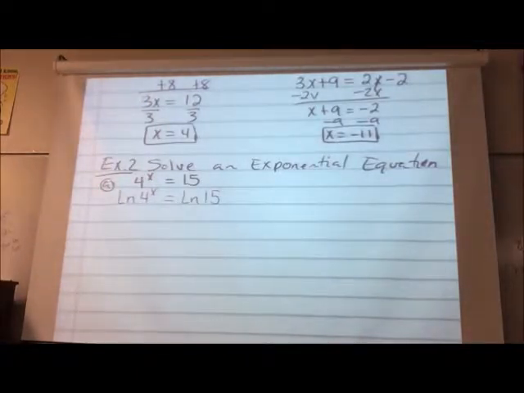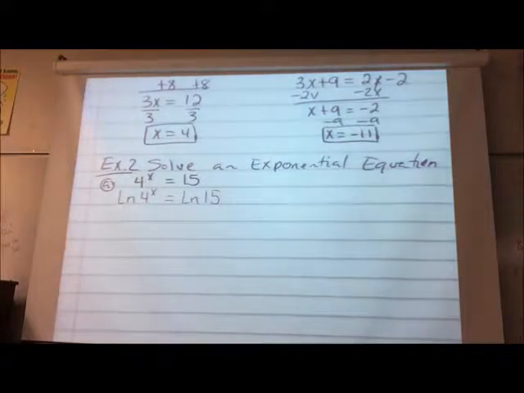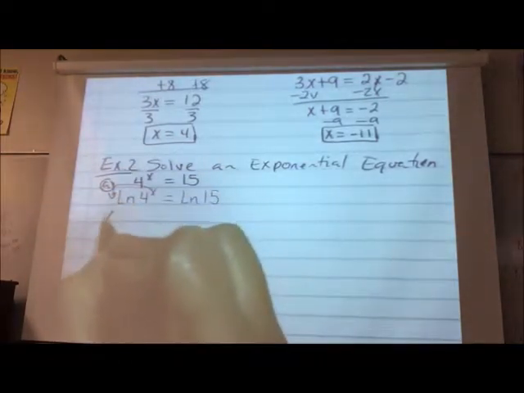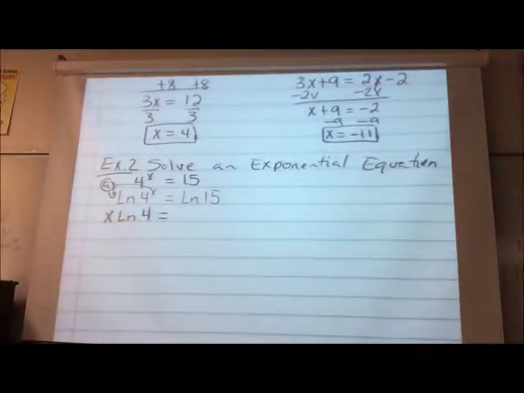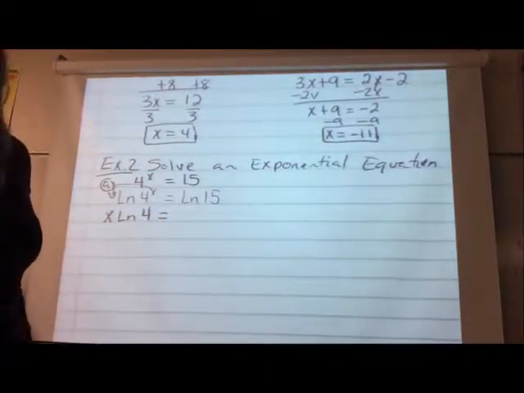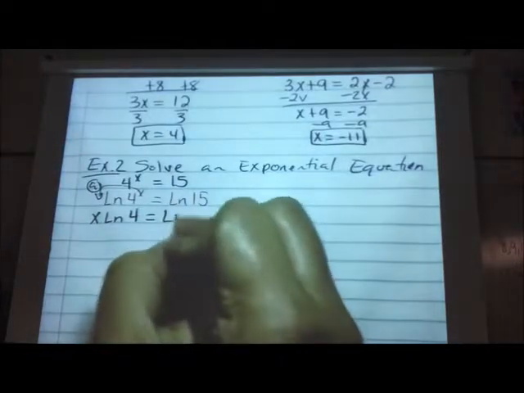So, we've talked about properties, we've talked about rules. What do you think we have to do here? Can I use the product, quotient, or power rule? Power. The power. And what does the power rule say? If you have an exponent, it goes to the front. So this guy has to come up here. So this becomes x ln of 4 equals to what? Alrighty, so then this becomes, we said it was going to still be ln of 15.